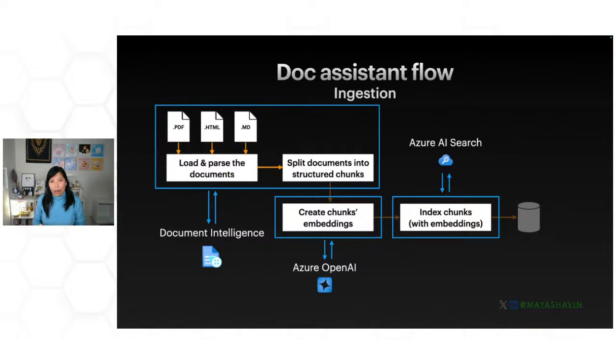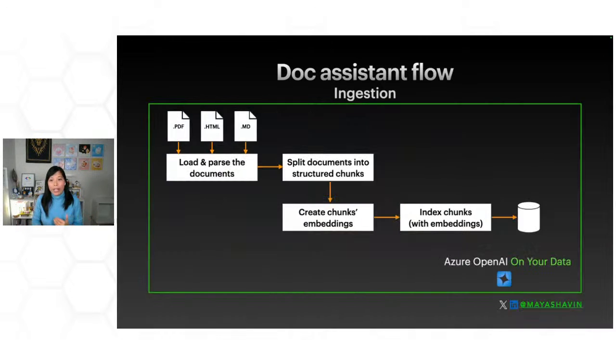So let's take a look at our ingestion flow, our flow for the document assistant with all the different services we have to use. Now, instead of using these 3 different services and implementing our own orchestration, we can just use the ingestion API from Azure OpenAI on your data to perform all of this.